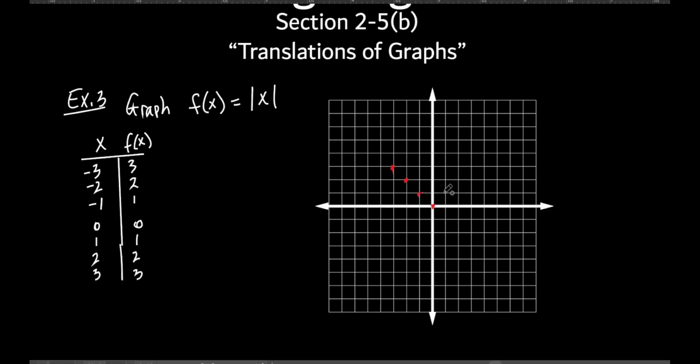Now, if I go to positive 1, I go up to positive 1. 2, 2. 3, 3. I could keep going if I wanted to, but that's enough to get an idea of what's happening here. This is not a curved line. Oh, by the way, I forgot a word on Thursday. Let me finish graphing this and I'll show you what it was.